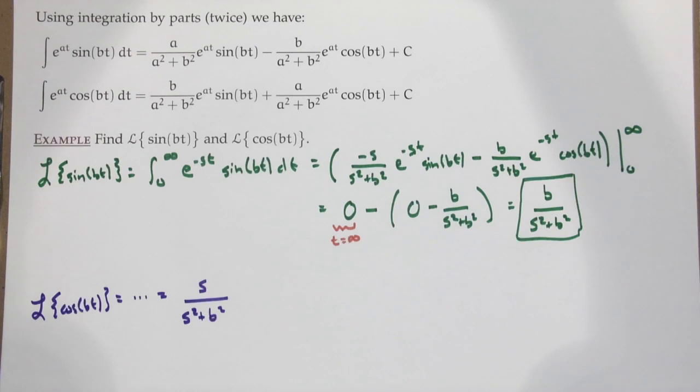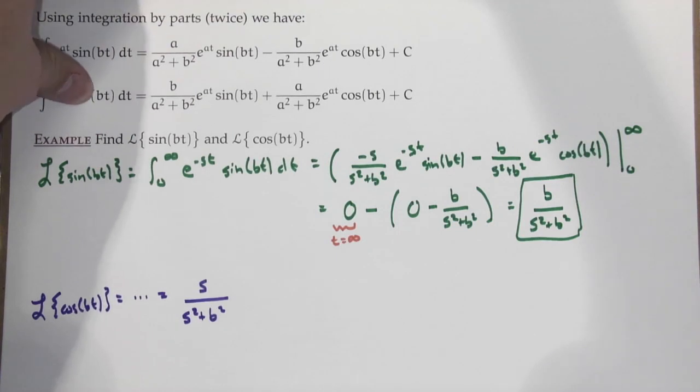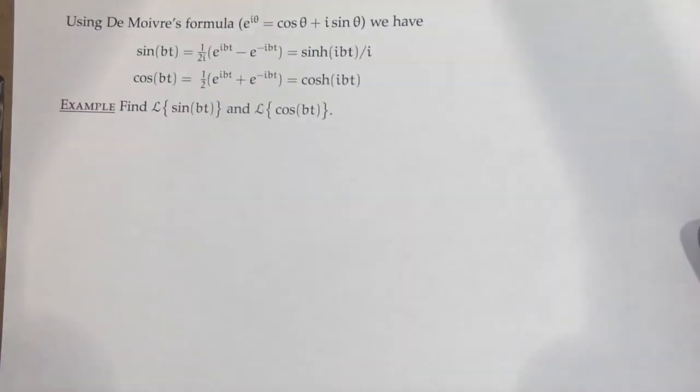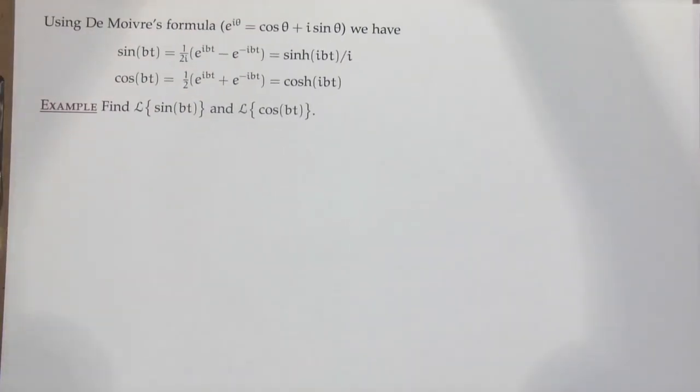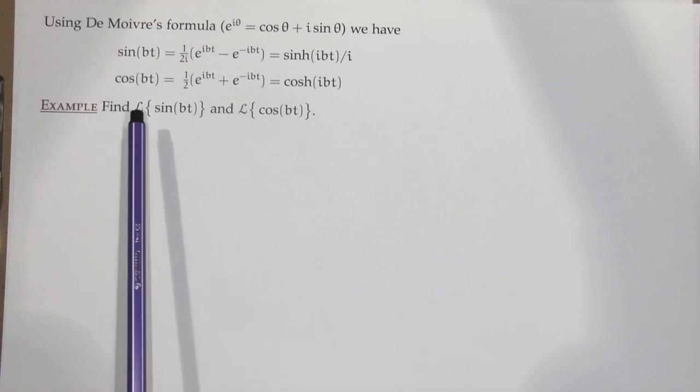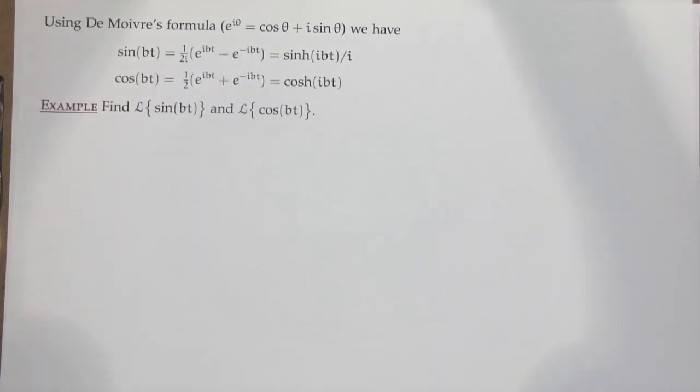So, well, now that we know how to take the Laplace transform of sine and cosine, let's take the Laplace transform of sine and cosine. What? Deja vu. It's coming back. So here's the thing. We've been using the fact that e to the i theta is cosine theta plus i sine theta for quite a while, whenever we dealt with complex roots, either complex eigenvalues or complex roots in ordinary differential equations. And now we're like, hey, it turns out that sine and cosine can be written in terms of exponential functions.